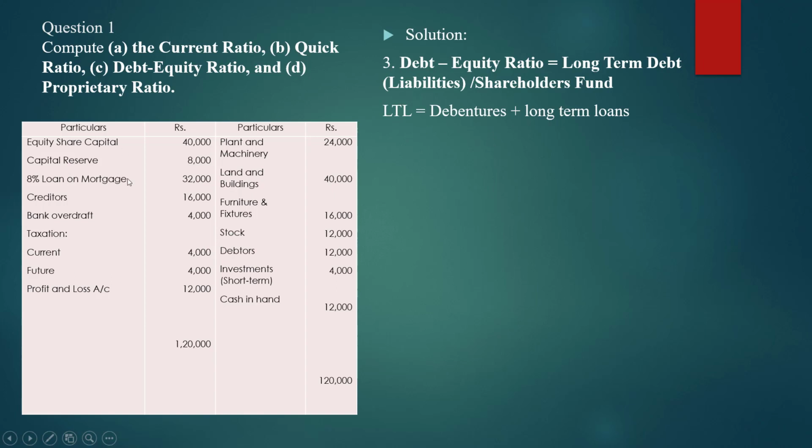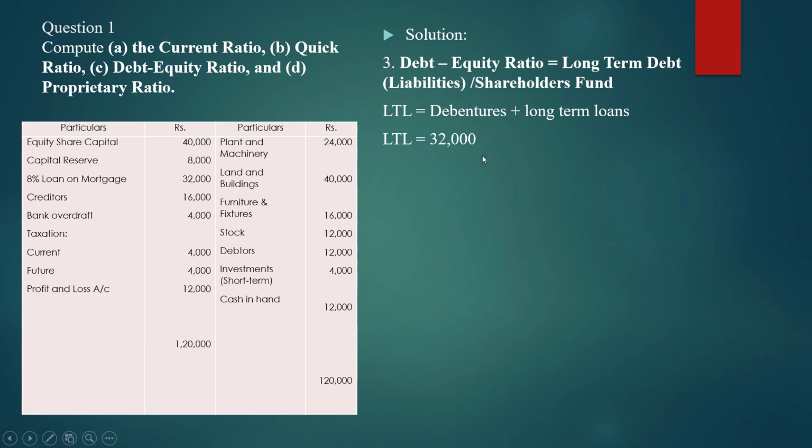Now in the question we cannot find any debentures given. So we will see whether there are any long-term loans. Long-term loans is given here, that is 8% loan on mortgage, right? 32,000. So we have only one item under the long-term debt, that is your 32,000. There are no debentures, but in case debentures are given in the question, then debentures also have to be added along with the long-term loans. Now we got the value of long-term debt.